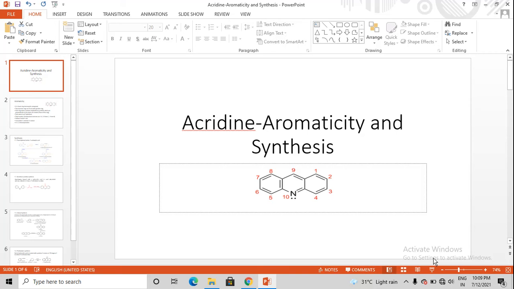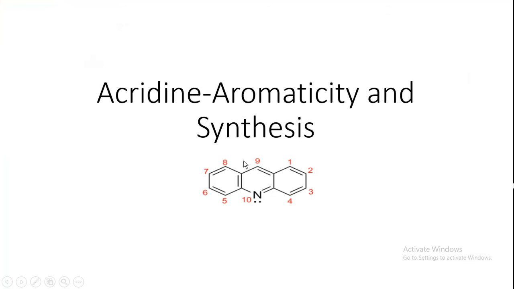So acridine, this is the structure of acridine. So let us just start. Acridine is a fusion between, you can say, two benzene rings along with one pyridine. This structure is pyridine, correct? So on one side one benzene ring will be present and on the other side one benzene ring will be present.